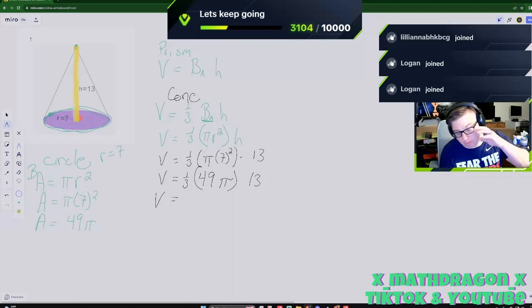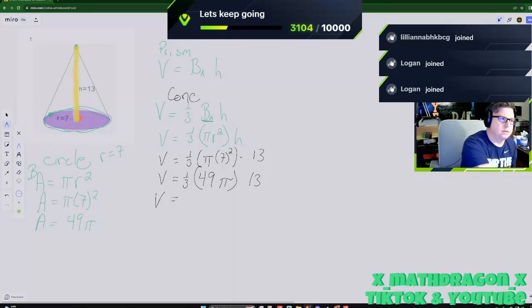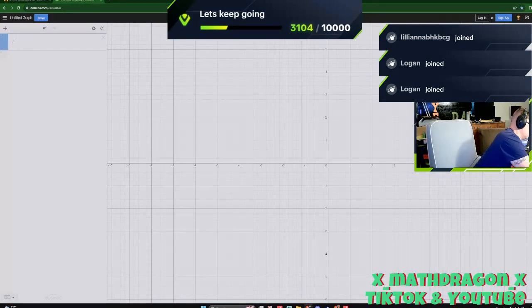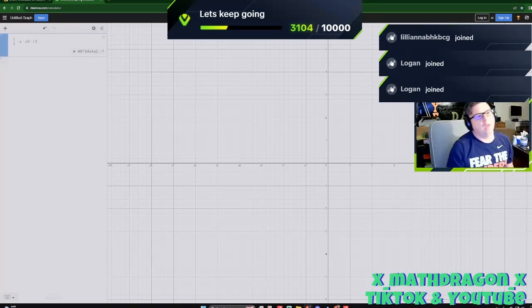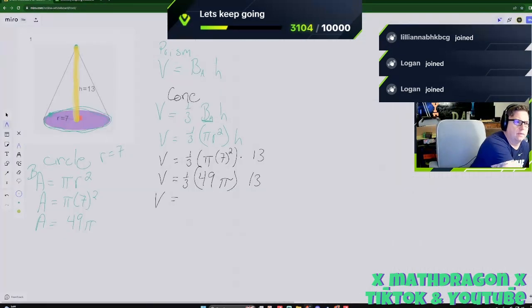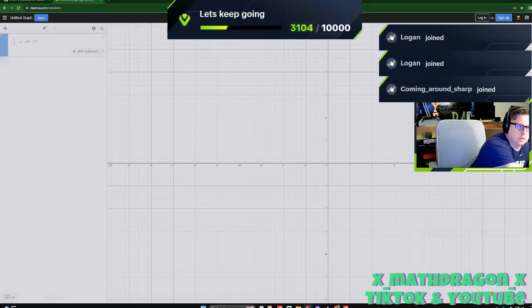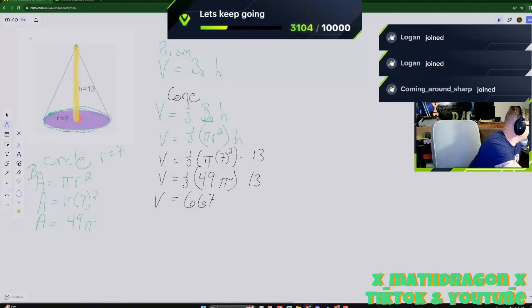Now we want to multiply all of that together, and once we do that, let's pull out some Desmos. So 1/3 times pi times 49 times 13. Oops, 13. We get 667. So then that means we have 667. If you want to look at the decimals, that 6 rounds the 0 to a 1, so you could put 667.1 if you want, or just leave it at 667. Choice is all yours. Okay?